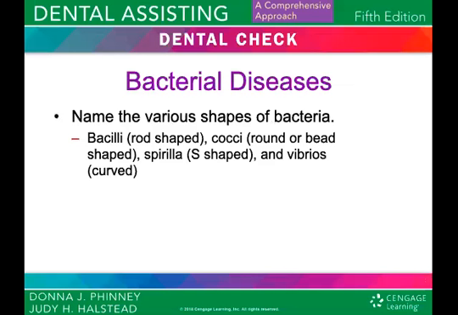So just a quick check. Some of the bacterial diseases and the shapes of them, just going over them one more time. Bacilli are usually rod-shaped. Cocci are usually round or beaded shaped. Spirilla are S-shaped, and Vibrios are curve-shaped. You may want to remember this as this may be on a test.